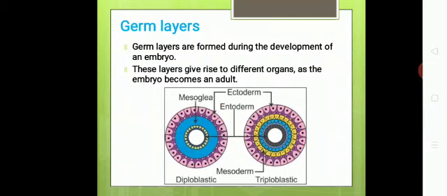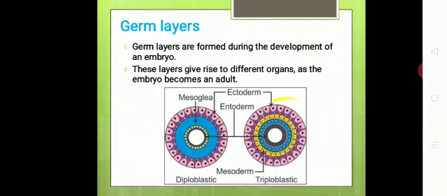Diploblastic: DI means two. If you have only the outer ectoderm and the inner endoderm, only two things are present. If you see here, the inner endoderm and outer ectoderm alone are present, so it has two germ layers. All those animals come under a category called diploblastic.